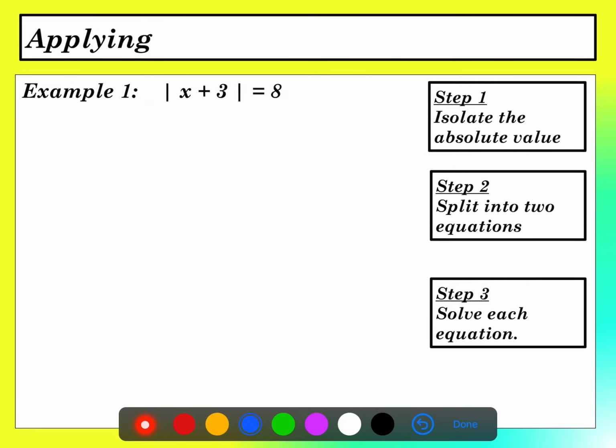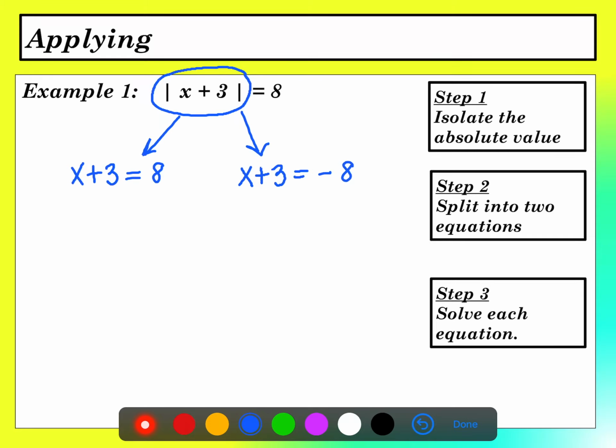Okay, so we're going to start with a very easy example here. So there is nothing outside of these absolute value bars on the left side of the equation. So this expression is already isolated. Means there are no other numbers outside the bars. So now we can split this up and we're going to drop the absolute value bars. So we're going to keep x plus 3. We're going to set it equal to a positive 8. And we're going to take x plus 3 and set it equal to a negative 8.